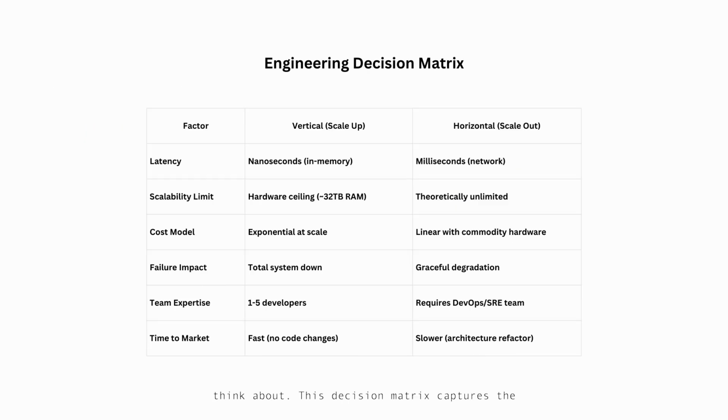This decision matrix captures the core engineering trade-offs. Vertical gives you nanosecond latency but exponential costs. Horizontal gives you theoretically unlimited scale but requires distributed systems expertise. Your choice depends on specific constraints: team size, timeline, reliability requirements, and expected growth patterns.